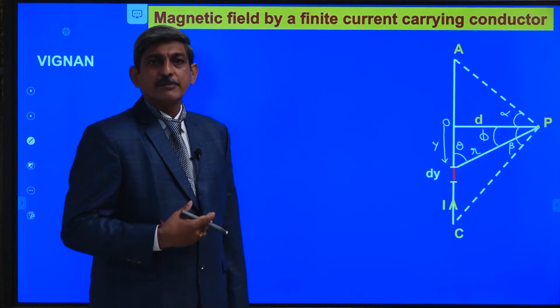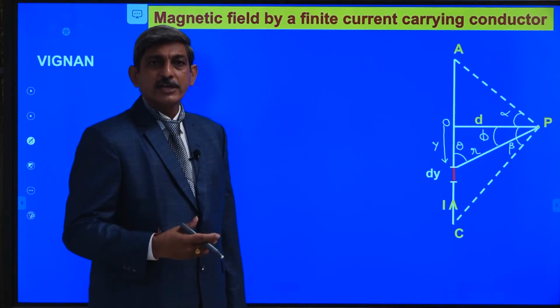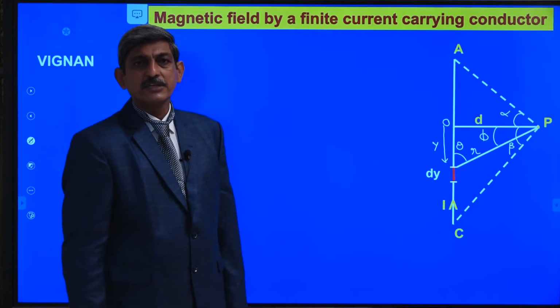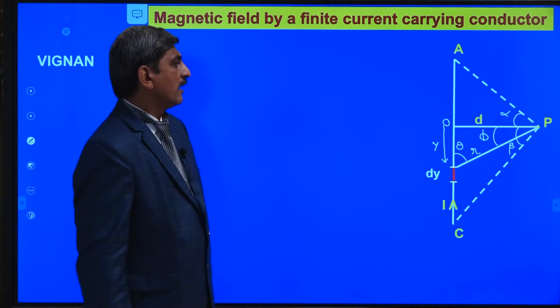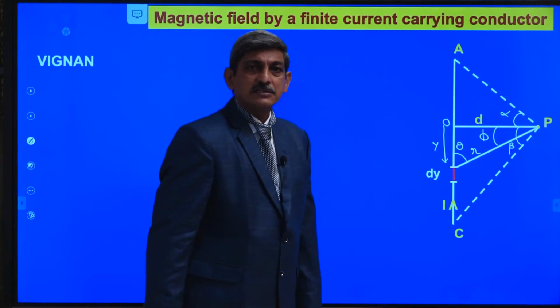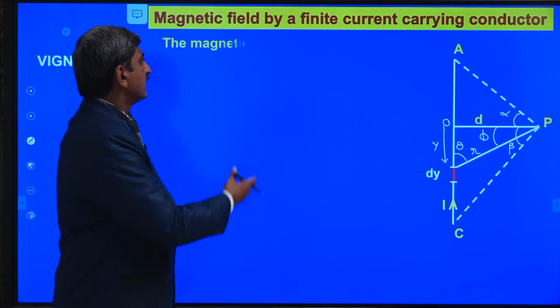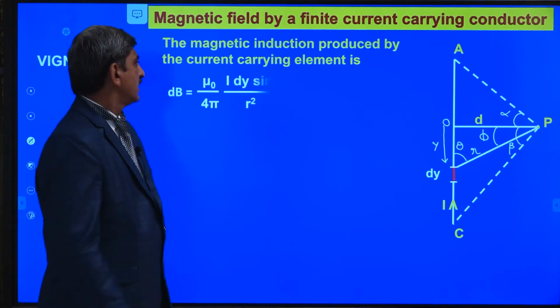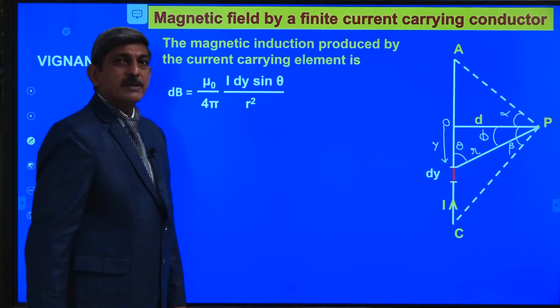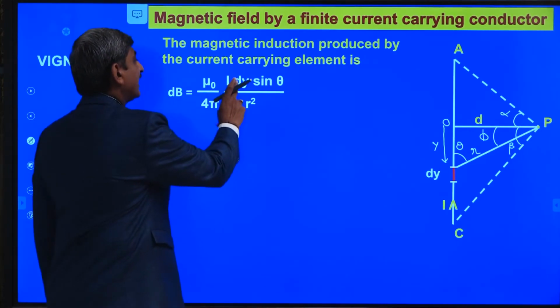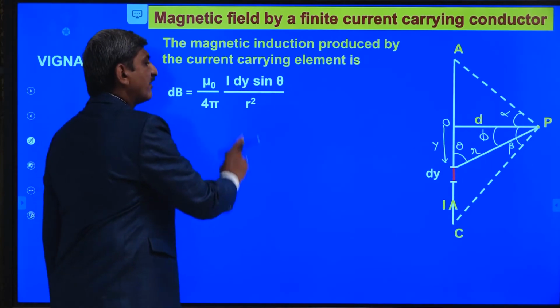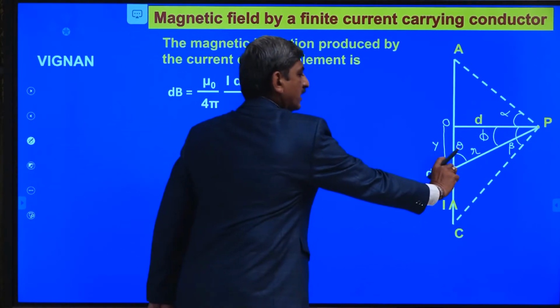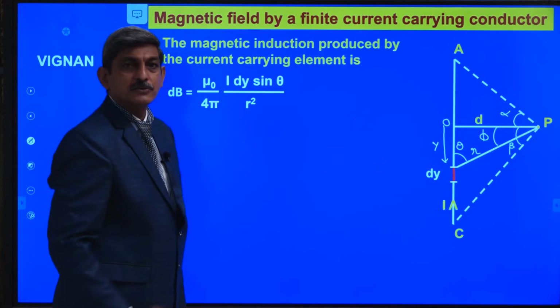Then I am going to determine the magnetic field produced by the entire wire by using the concept of integration. Already from the Biot-Savart's law, we have learnt that the magnetic field produced by the current carrying element is dB is equal to mu naught by 4 pi I dy sin theta divided by r square, because here the length of the element is equal to dy.